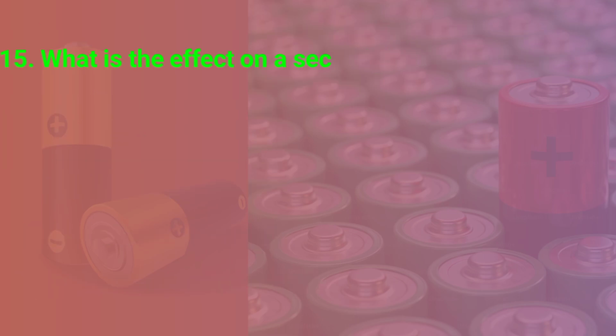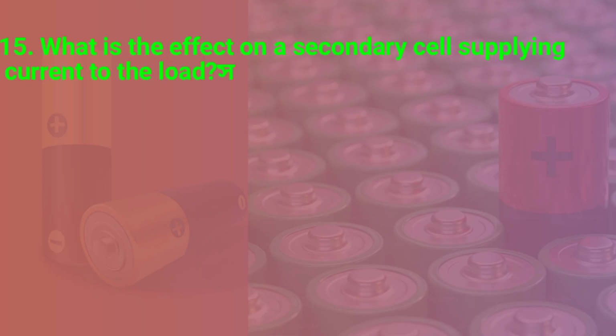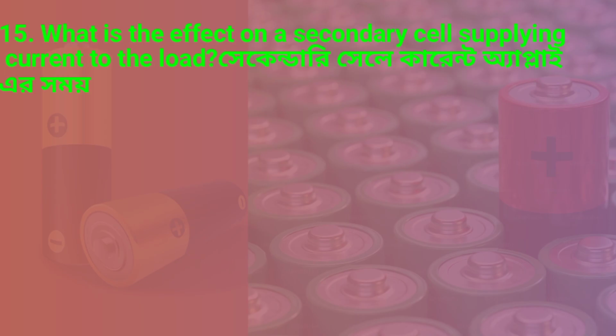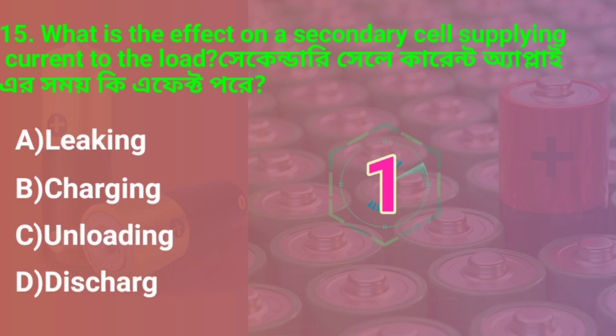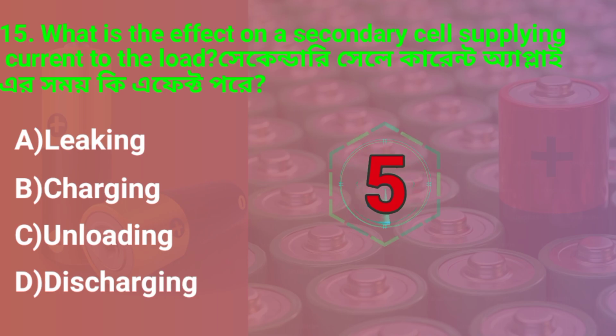Question number 15. What is the effect on a secondary cell supplying current to the load? Option A leaking, option B charging, option C unloading, option D discharging. উত্তর হবে option D discharging.